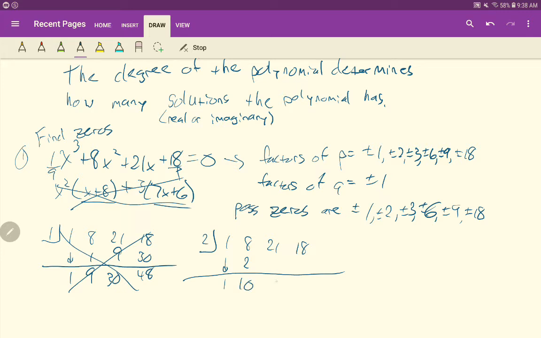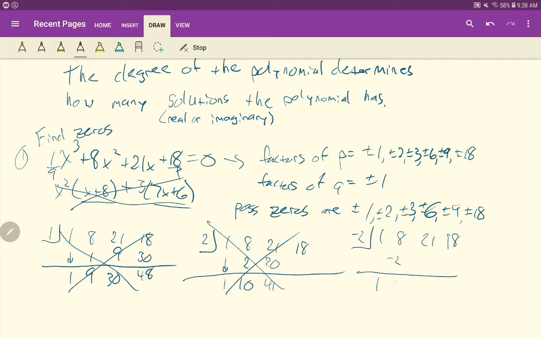10 times 2 is 20, that's 41. That's going to be too big, so this one's not going to work either. Let's try negative 2. All right, 1, 8, 21, and 18. So we get 1 there.